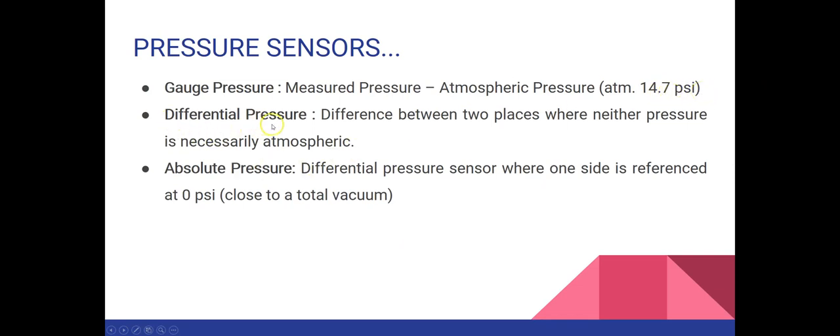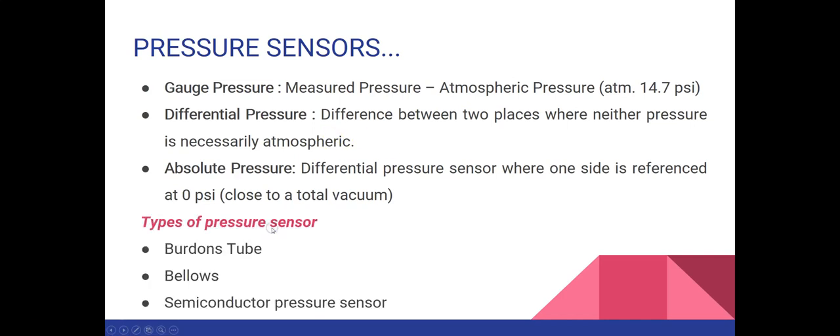Next we have differential pressure, which is a difference between two places where neither pressure is necessarily atmospheric. And the third, we have absolute pressure, which can be measured with differential pressure sensors, where one side is referenced at 0 psi, which is close to a total vacuum.